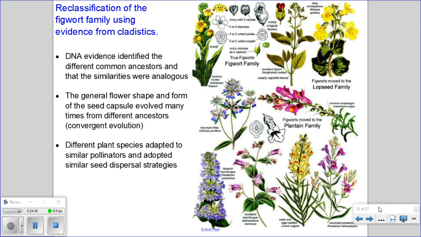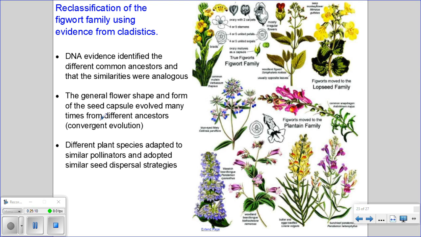Now, reclassification was done using that evidence of cladistics. So a number of plants remained in that figwort family. A number of plants got moved into a different family, the Lopseed family. A number of figworts were moved into the plantain family, and then other families, brand new families, were created, along with new clades.